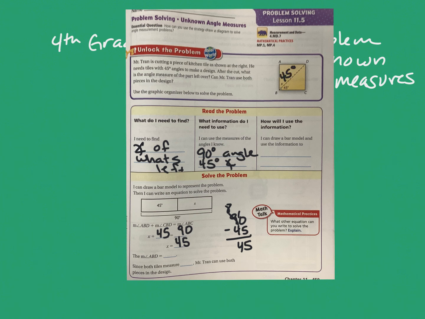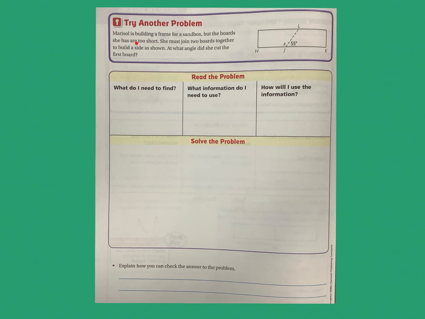The measure of angle ABD is 45 degrees, which is what he needs for his design. Since both tiles measure 45 degrees, Mr. Tran can use both pieces in his design. Lucky him. Let's try another problem.